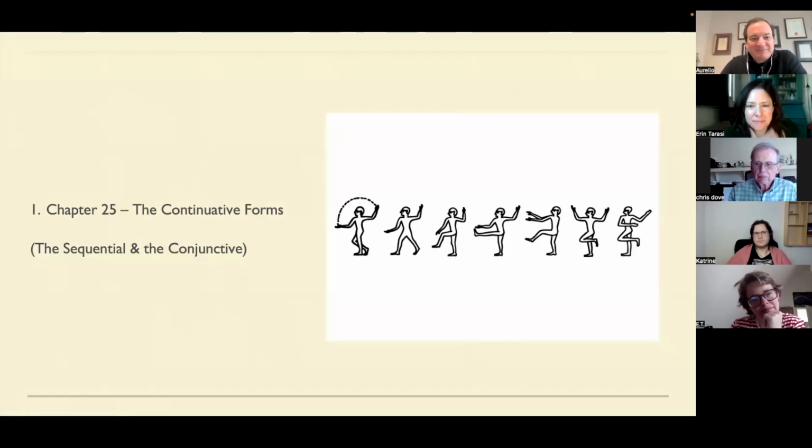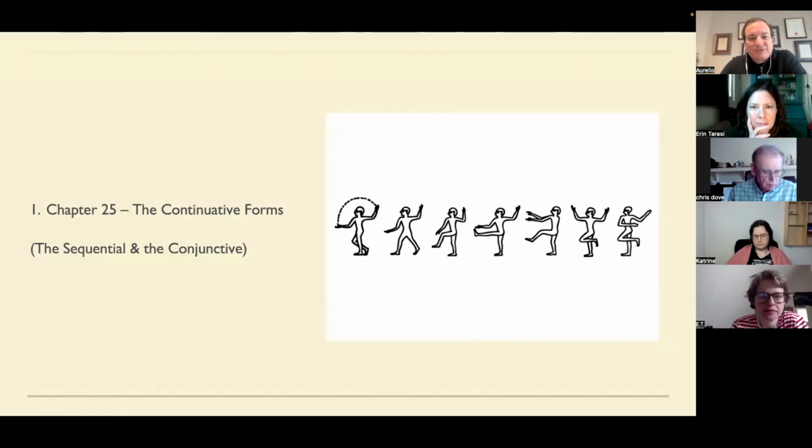Welcome back. We're in the next section of the book by Neveu. And now we're getting into the non-independent forms. What I mean by that is all those verb forms and constructions that can't come at the beginning of a section, but they have to have something else before them.